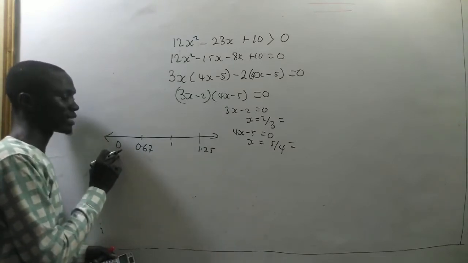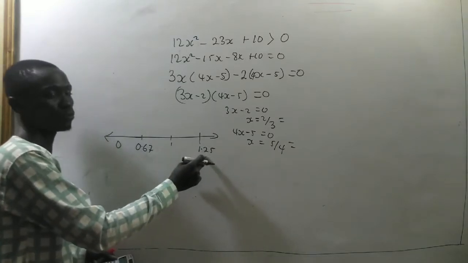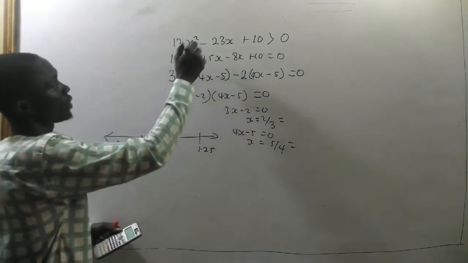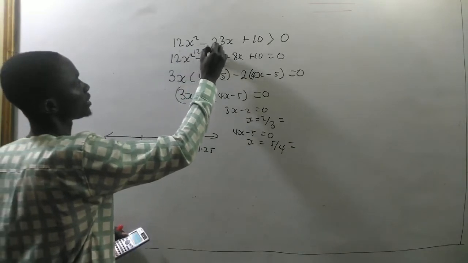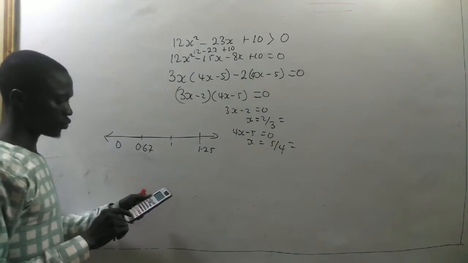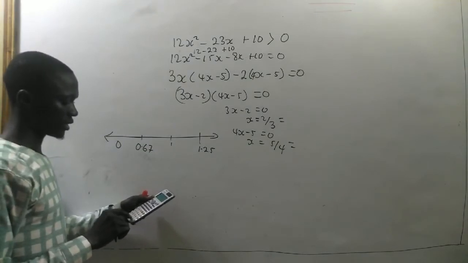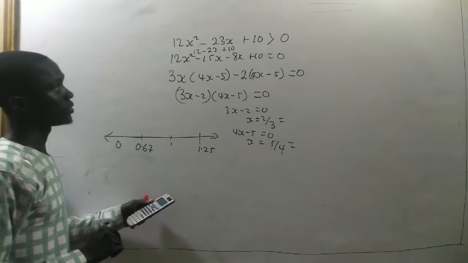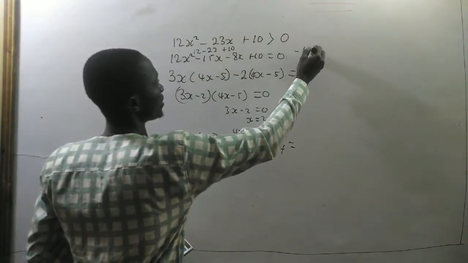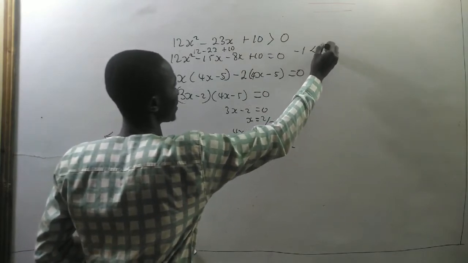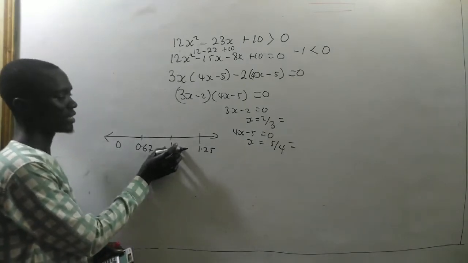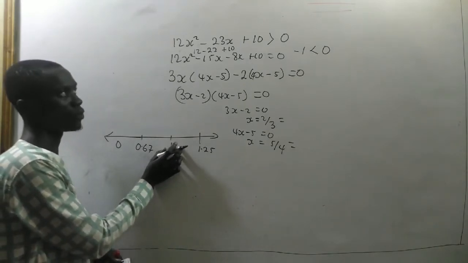Because if we use zeros to test, you come and use another value to test for this one too. So 1 will help us. Now let's put in 1. If you put in 1, you have 12 minus 23 plus 10. So let's check that and see. 12 minus 23 plus 10 is negative 1. And negative 1 is less than 0. So values between this will not satisfy the inequality.